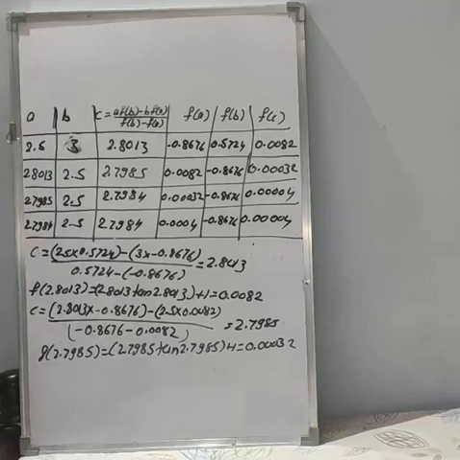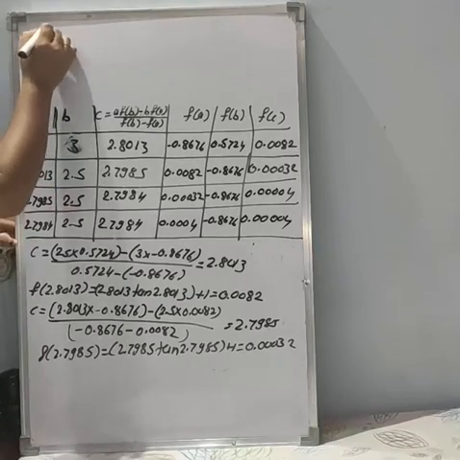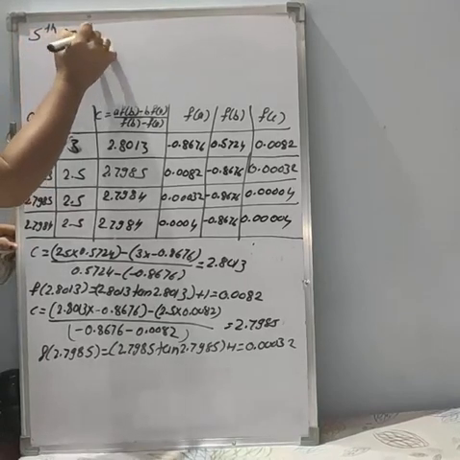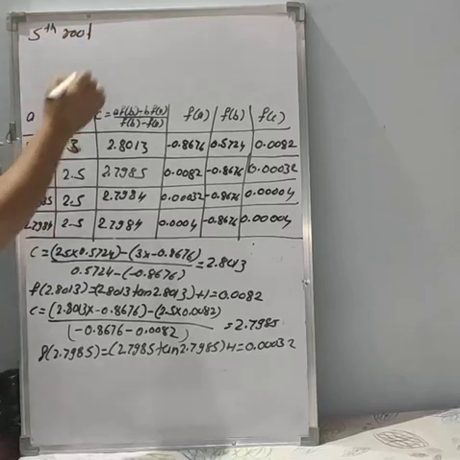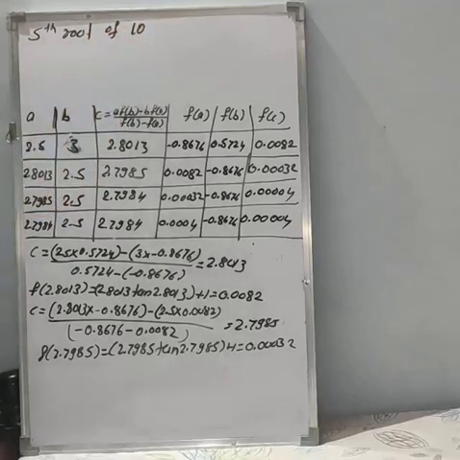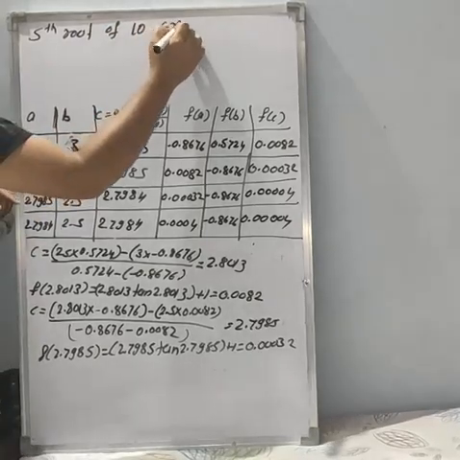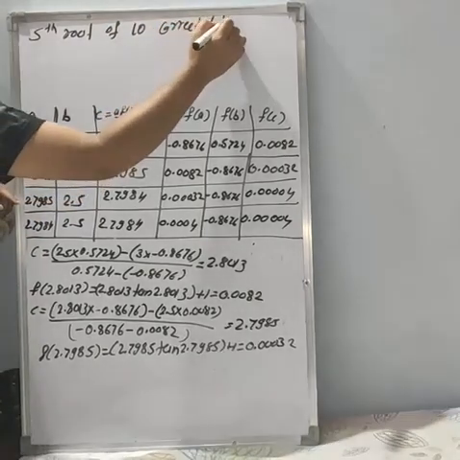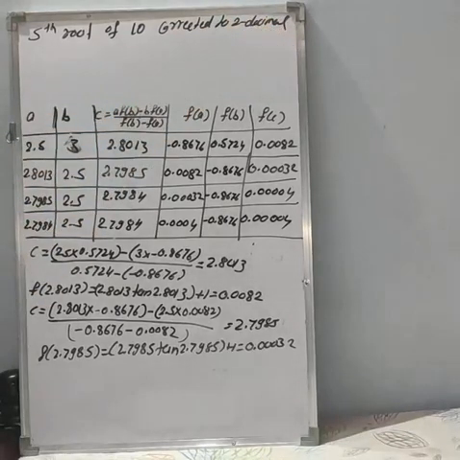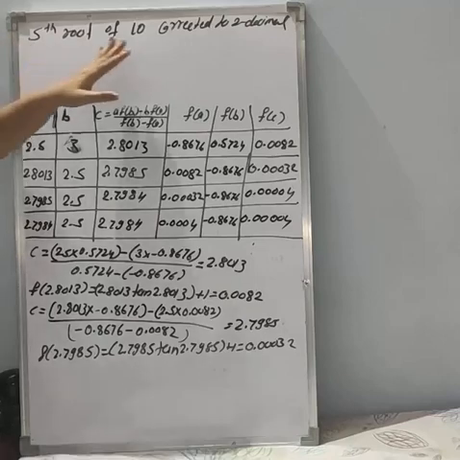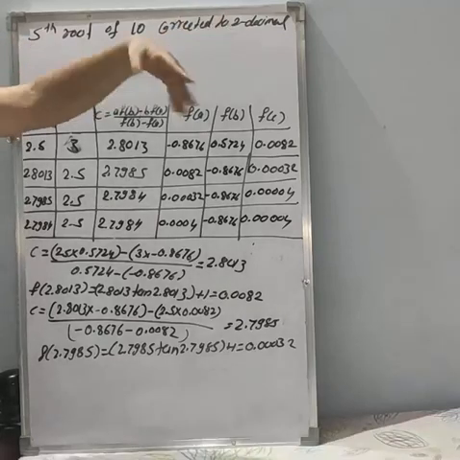So our next example is, using regula falsi method, find the fifth root of 10 corrected to 2 decimal places. Now here the example is different. What they said is, find the fifth root of 10 corrected to 2 decimal places.